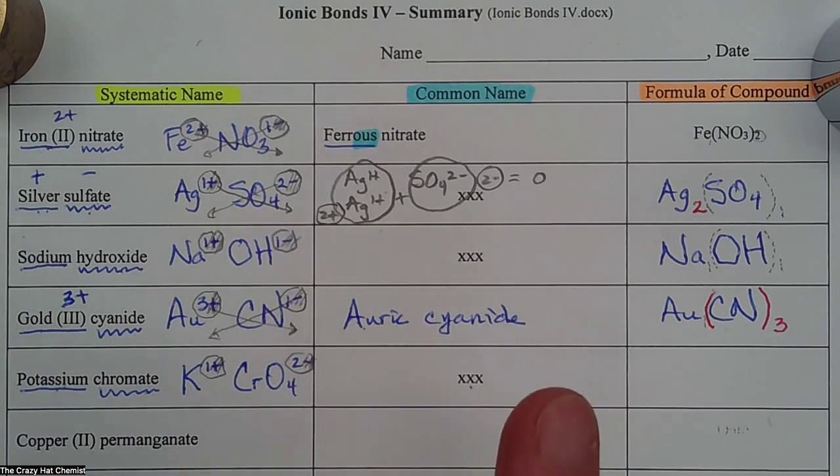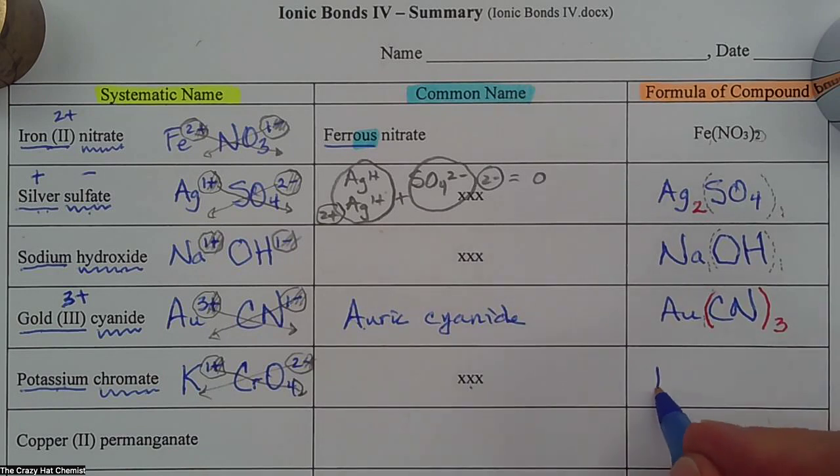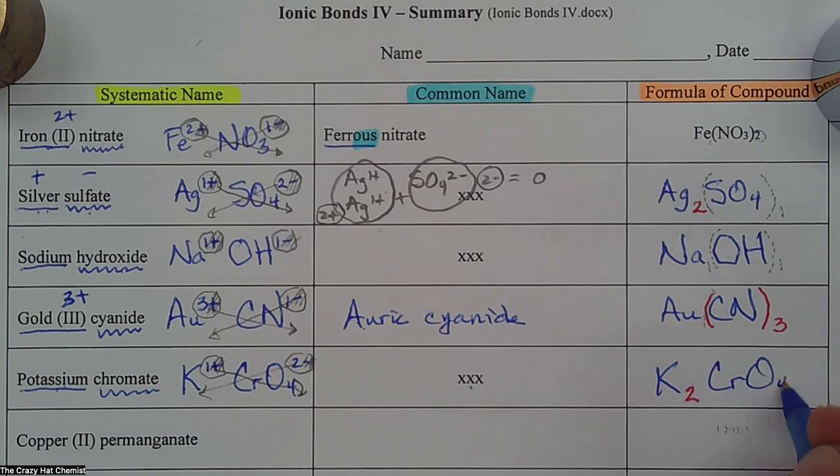We're going to take the bull by the horn, flip, bring it down. That 2 comes here. This 1 comes here. So I'm going to write K and a 2, CrO4, and parentheses with a 1. Again, that 1 does not belong there, and then consequently the parentheses do not belong there. So the formula is simply K2CrO4.